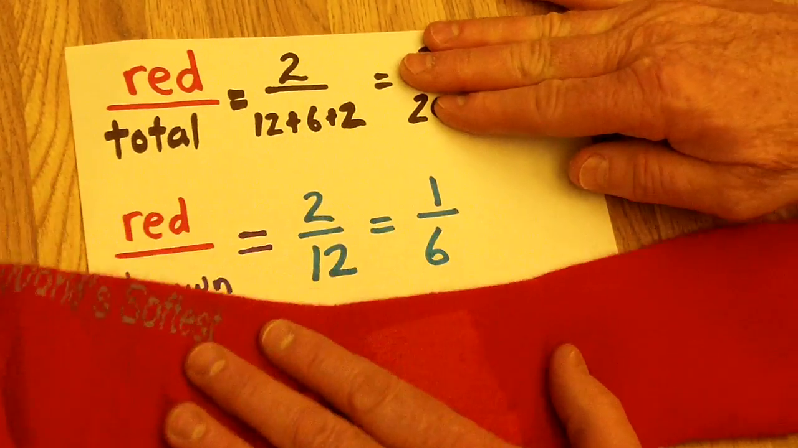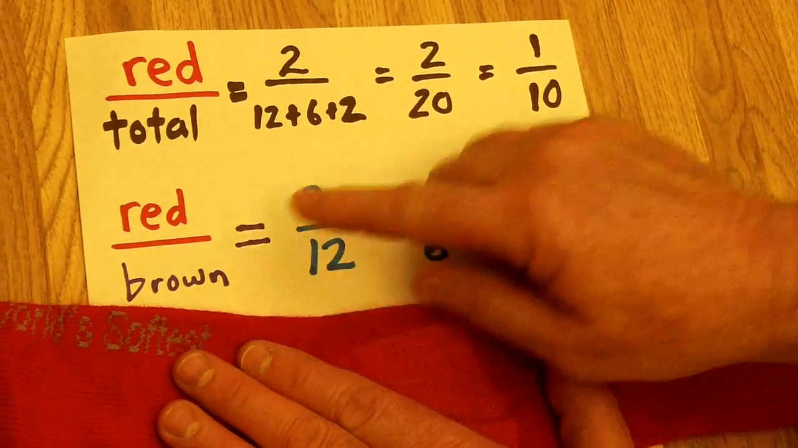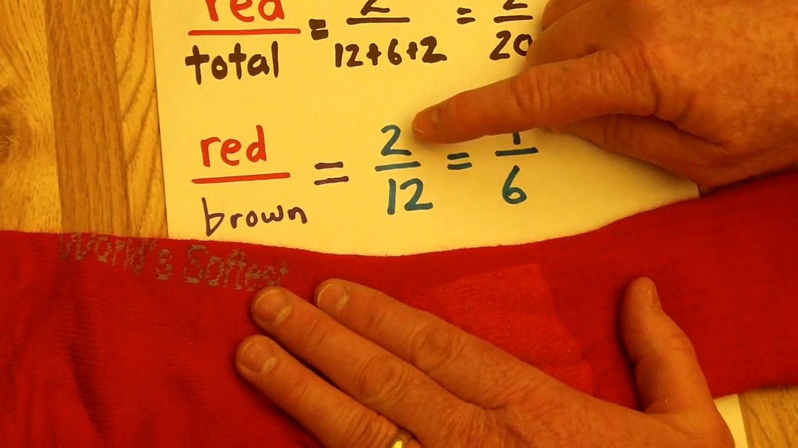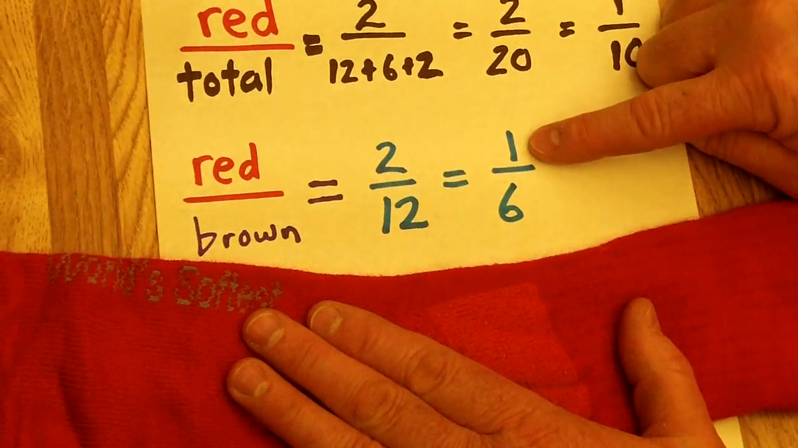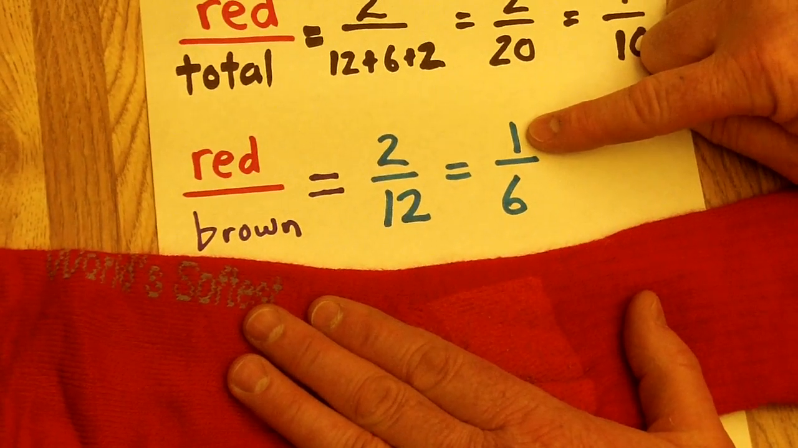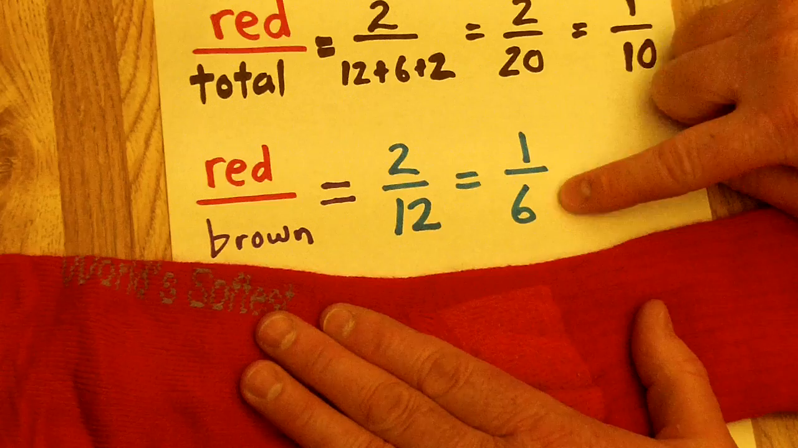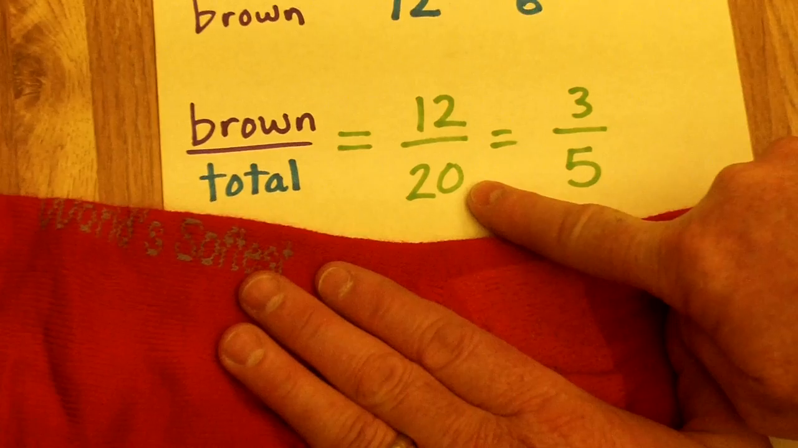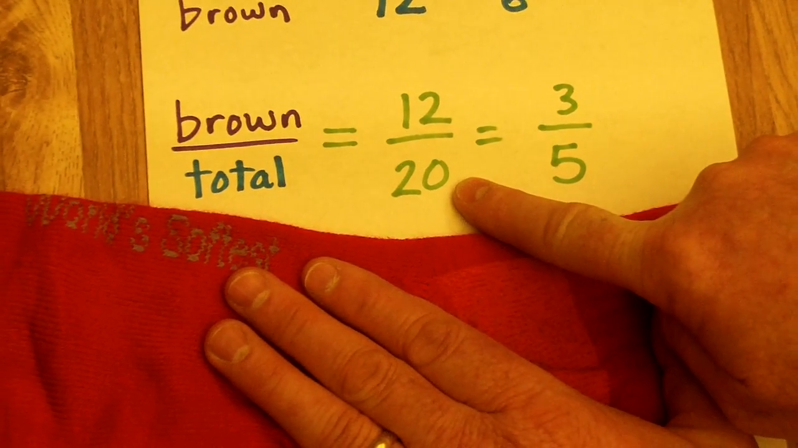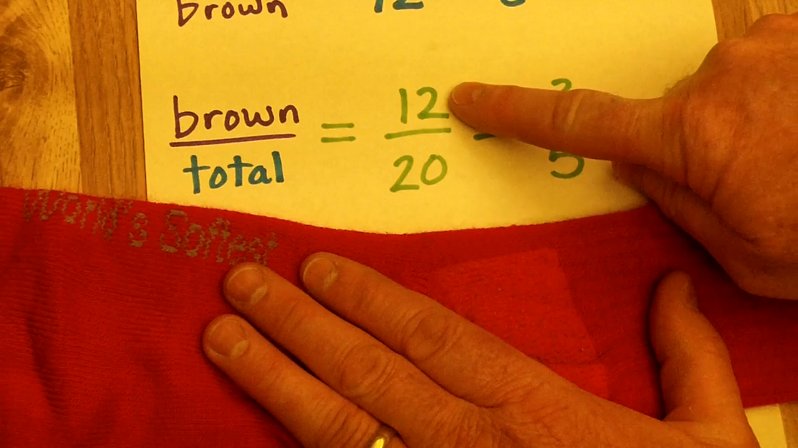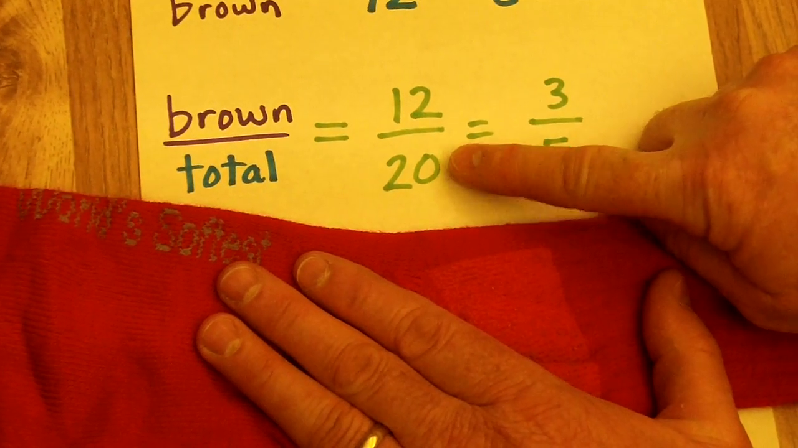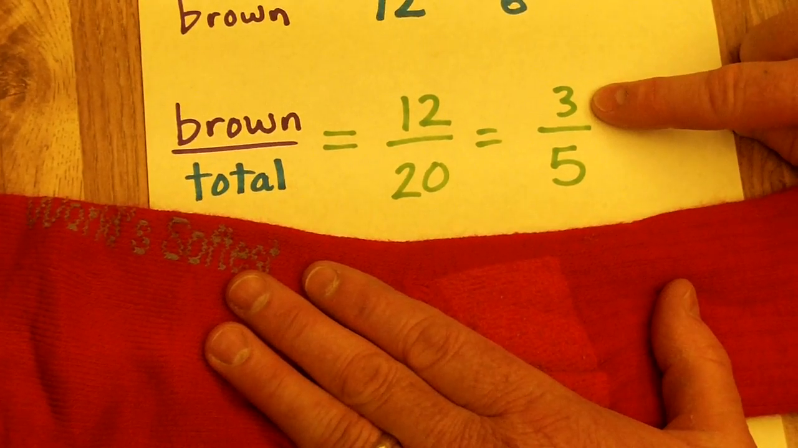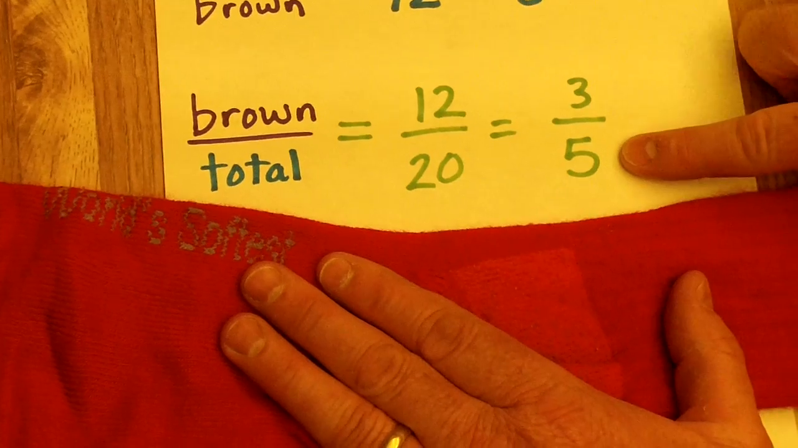Okay? Now, let's go to red versus brown. We have 2 red socks compared to 12 brown socks. Divide by 2 top and bottom, and we come up with a ratio of 1 red sock for every 6 brown socks. Let's go brown versus the total. We know we have 20 total now when we added the two red socks to the 18. So brown is 12, total is 20. Divide each by 4. 4 is the biggest number that goes into both of those, and we get 3 brown socks for every 5 total socks.